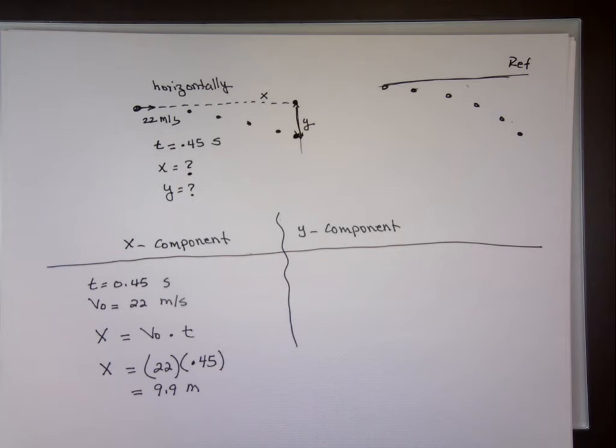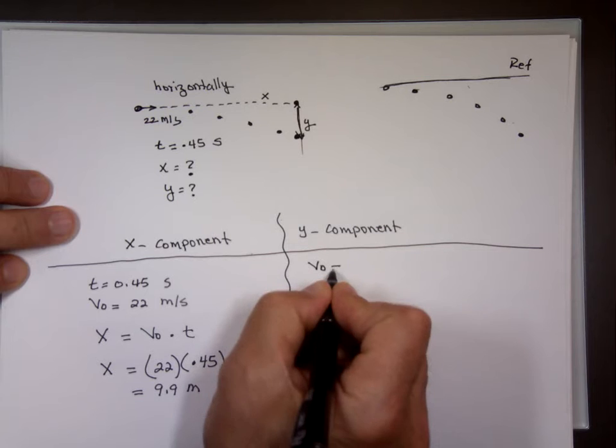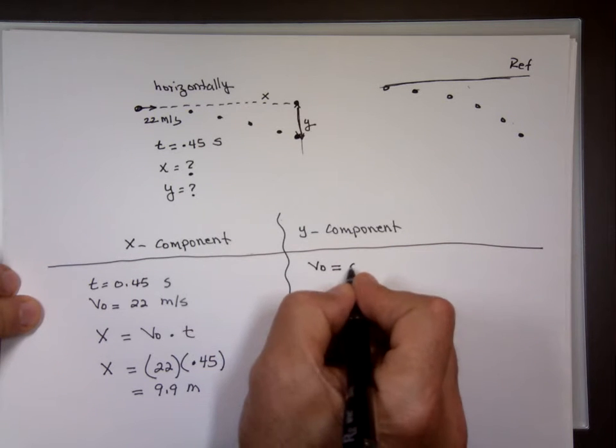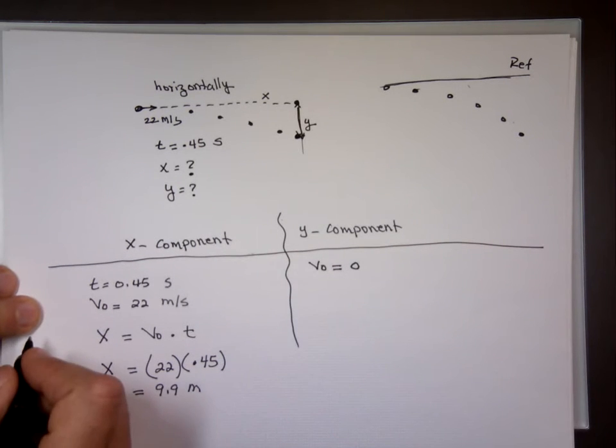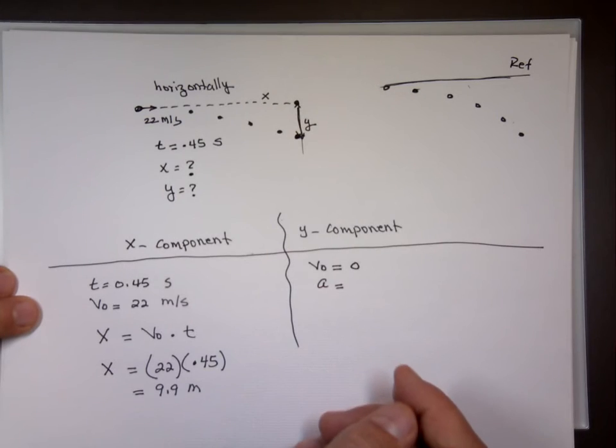Let's see, in the y direction, what's the initial velocity in the y direction? Up and down. When that ball left the shortstop's hand, what was the velocity in the y direction? 0. If it's horizontal, 0. The acceleration once the ball leaves the shortstop's hand is gravity.